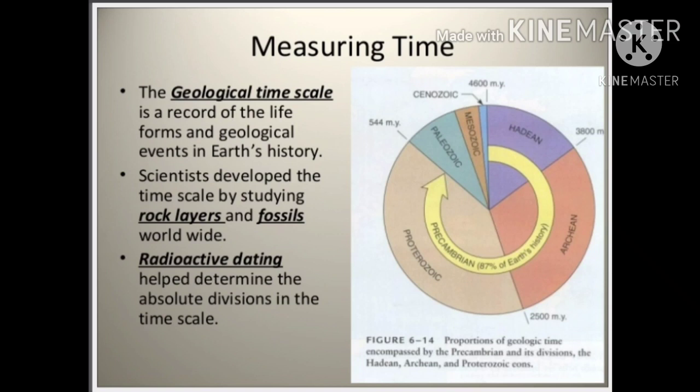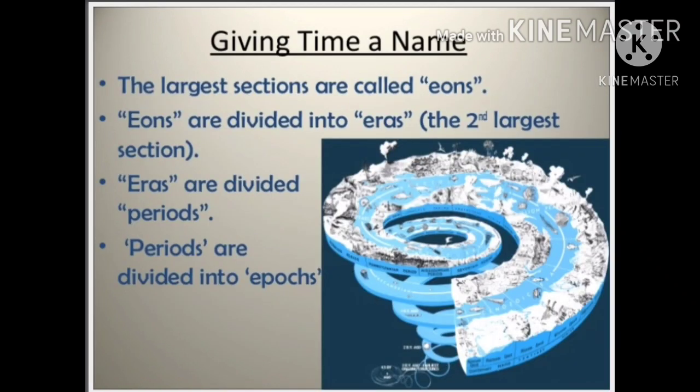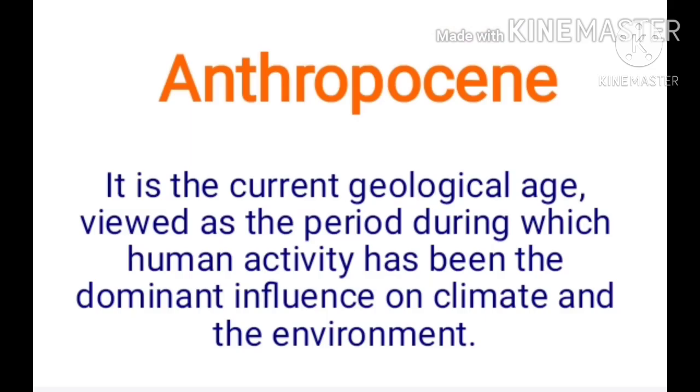And scientists developed this timescale by studying the rock layers and fossils worldwide using radioactive dating technique. In geological timescale, the largest sections are called eons. Eons are subdivided into eras, and eras are further divided into periods, and periods are finally divided into epochs. Anthropocene is the current geological age, viewed as the period during which human activity has been the dominant influence on climate and the environment.